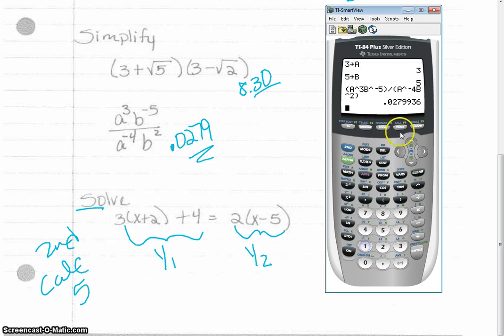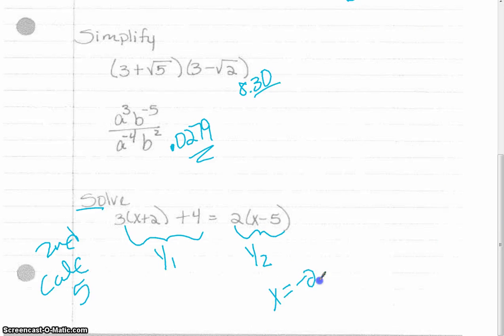Anytime you get the error, you quit and you go to zoom. You go to zoom 3 for out. You have to hit enter or it will not redraw. I still can't really see where they cross, so I'm just going to hit enter again. And I can see where they cross now, so I will go second, calc 5, enter, enter, enter. All I care about is x. X equal -20 is my solution. X equal -20. So I would go find that from my answer choices.